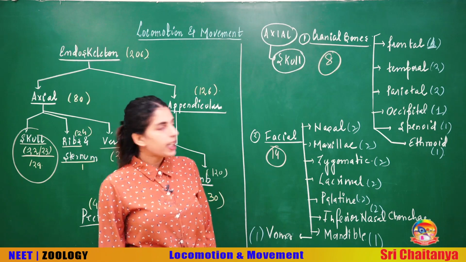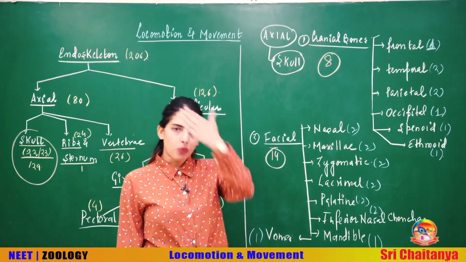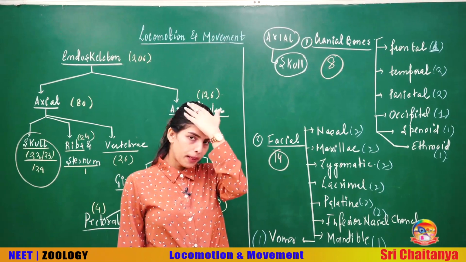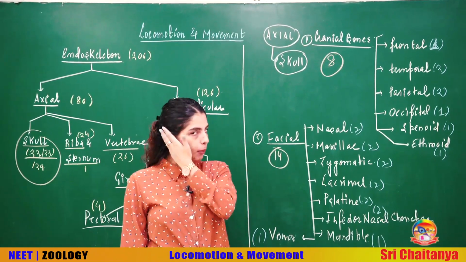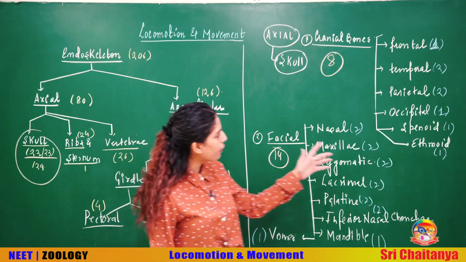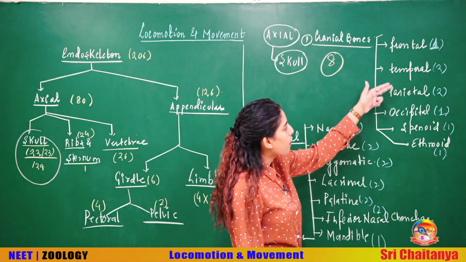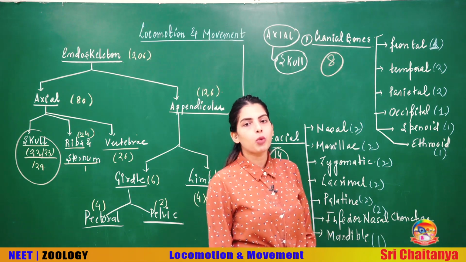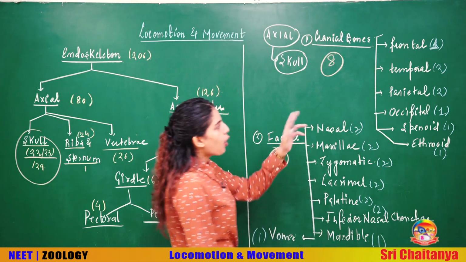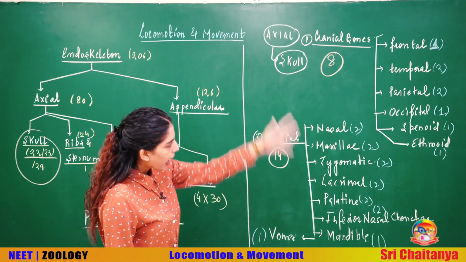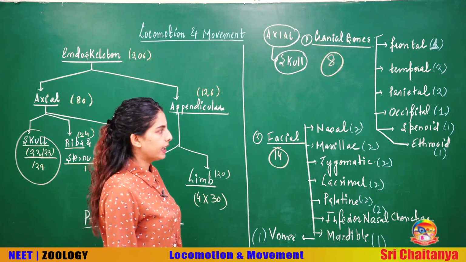Talking about the names of the cranial bones, you have 1 frontal bone, not a pair, 1 pair of parietal bones, 1 pair of temporal bones, and 1 single occipital bone. That is what I have written: frontal, temporal, parietal, occipital, and what else? You have sphenoid and ethmoid. Only the temporal and parietal bones are paired, whereas all other bones are single.